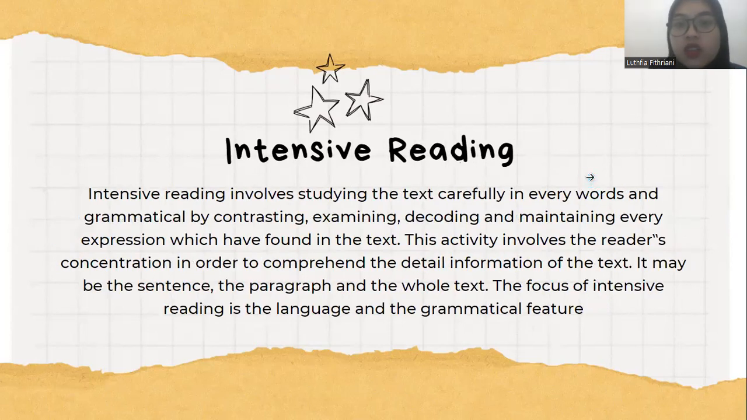The fourth is intensive reading. So intensive reading involves studying the text carefully in every word and grammatical construction, examining, decoding, and maintaining every expression which is found in the text. This activity involves the reader's concentration in order to comprehend the detailed information of the text. It may be the sentence, the paragraph, and the whole text. The focus of intensive reading is the language and the grammatical features.